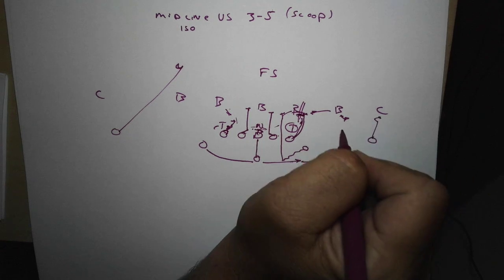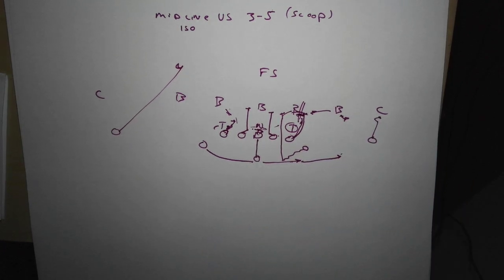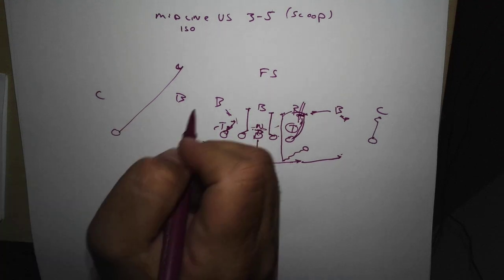We have Stalk back here, and it's a tough defense to run this against, but it also makes them have to cover their gaps. Basically, we have all our gaps covered, and if we are aggressive, if we get downhill, it could make for a very big play against this. All right, so that's the midline ISO versus the 3-5. Again, a scoop call on the backside.